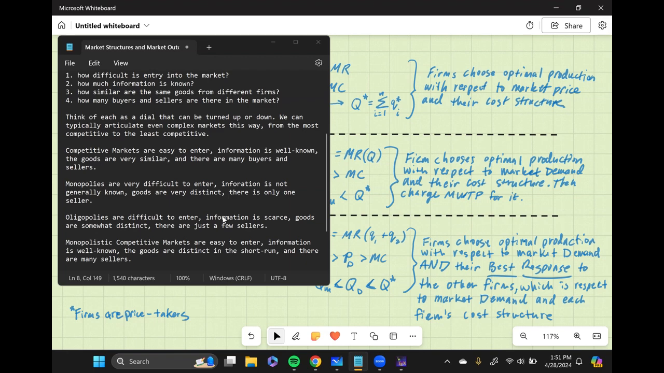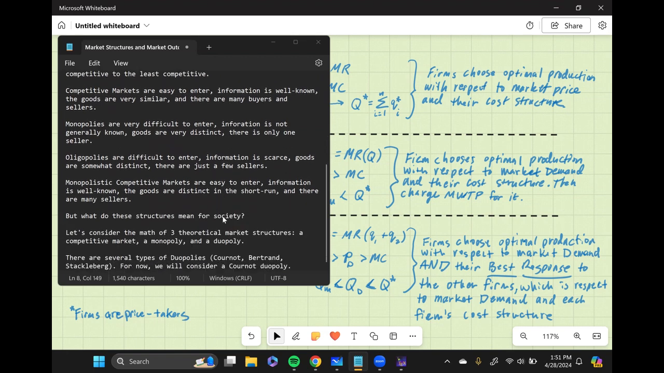And then, really, the most important feature of oligopolies is it's a small number of firms, a small number of sellers. We're actually going to talk about a particular type of oligopoly called a duopoly, which is a market with just two firms in it.